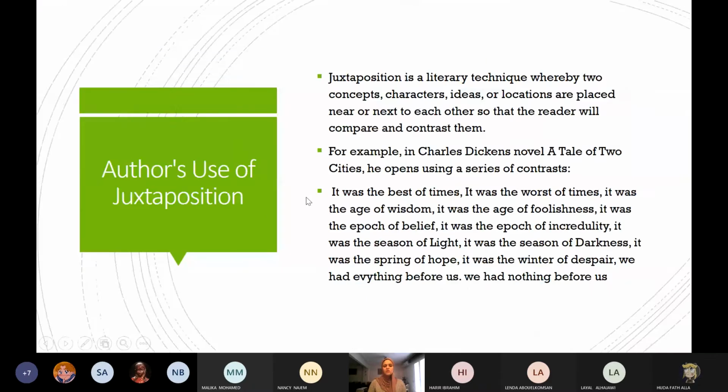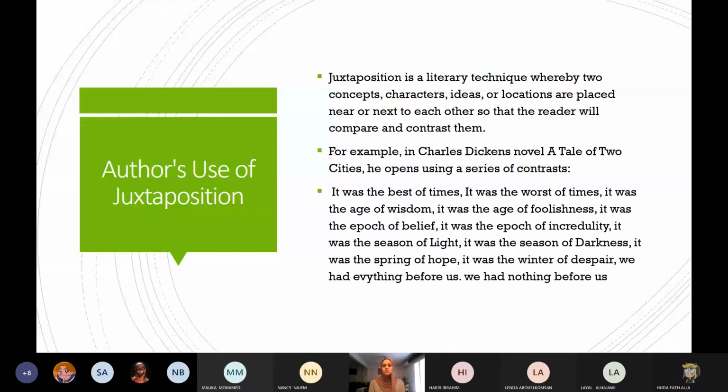So today in the third read, we will focus on juxtaposition. Juxtaposition, we said previous time, is a literary technique when two concepts or two characters or two ideas or locations are placed near or next to each other, so that the reader compares and contrasts them, like black and white. Black shows the white and white shows the blackness. Okay, so he gives you examples.